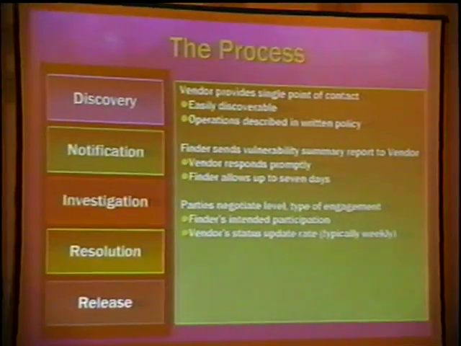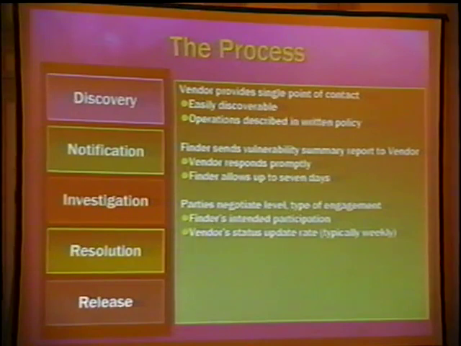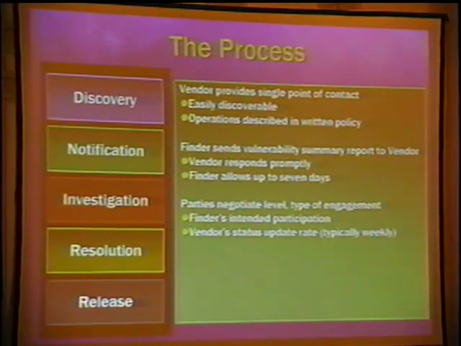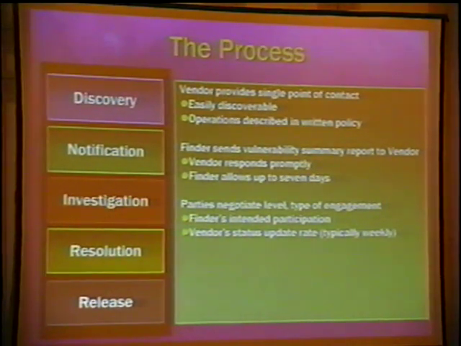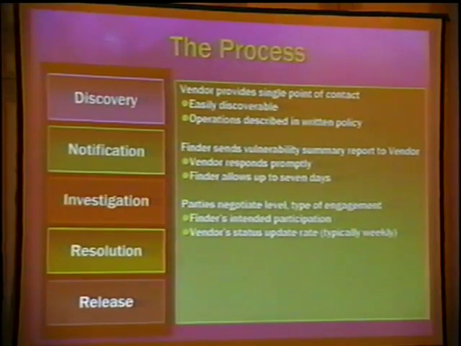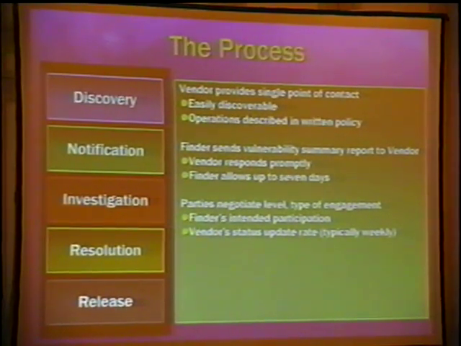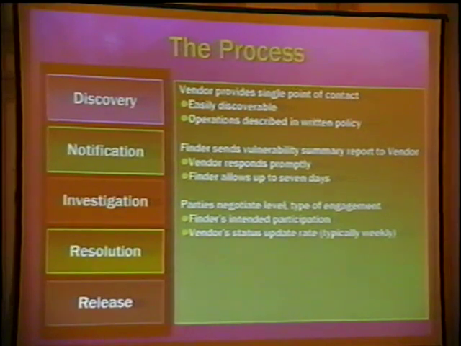Okay. During the notification process, it's incumbent upon the vendor to provide a predictable point of contact, something that is easy for people to discover so that we don't have situations like there have been many times in the past when the finder is not able to decide how to notify the vendor, or they send it off to some place and it never goes anywhere. It goes into the black hole of email, and that's the end of the story. So we're trying to avoid all of those things.